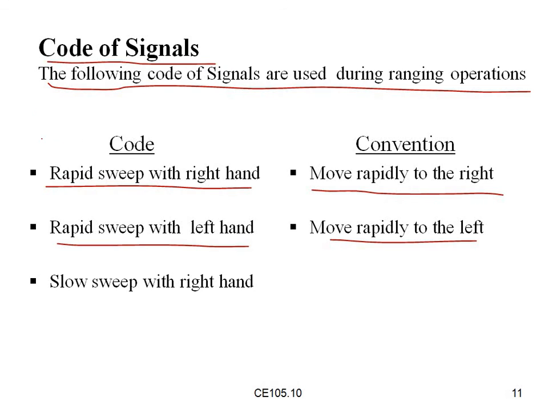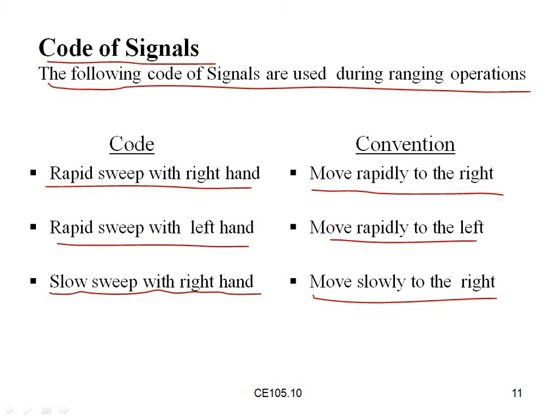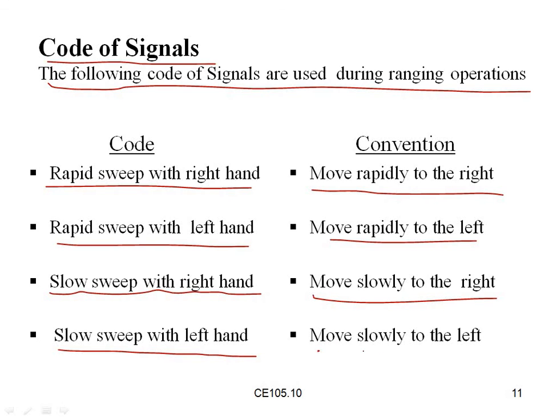And next, slow sweep with the right hand. What we have to say? Move slowly to the right. Okay? The person should be moved to the right very slowly. And slow sweep with left hand, the person should be moved to the left, that is, move slowly to the left.